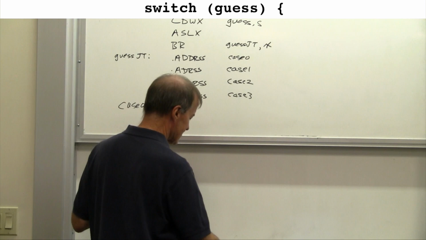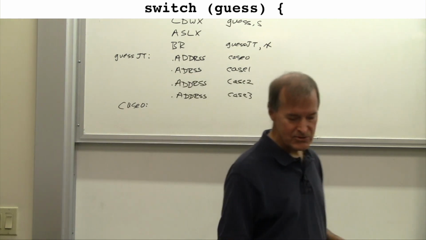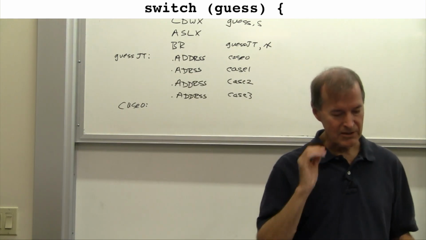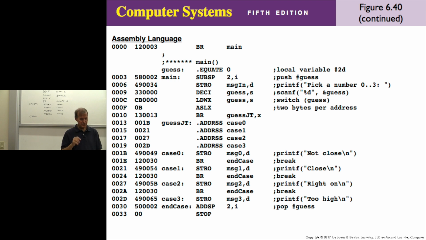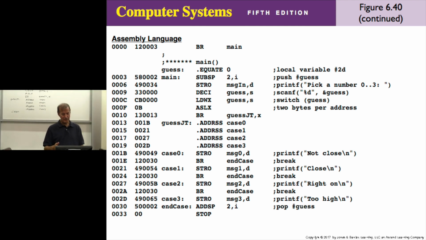So here's the complete code. Let's take a look at the complete code here in Figure 6.40. So guess equates to 0. We sub SP 2 immediate to push guess. We throw our first message. I call it message in this listing here. We decimal input into guess using stack relative addressing. We load word X, ASLX, branch to guess JT using indexed addressing.